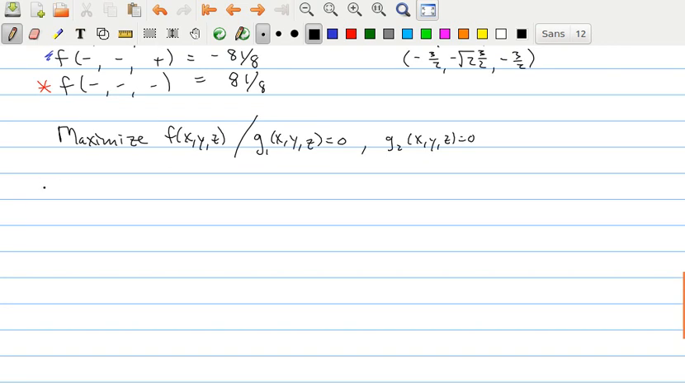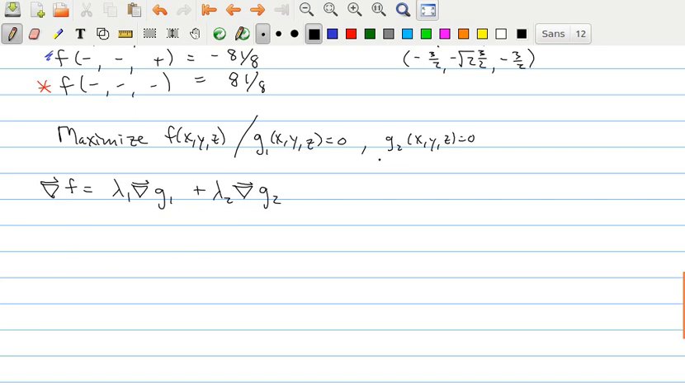The general setup on here is you set the gradient of f equal to lambda 1 times the gradient of g1 plus lambda 2 times the gradient of g2. And this will give you a system of 5 equations. We have 3 equations from the gradient plus 2 constraints is 5 equations, and there are 5 unknowns, x, y, z, lambda 1, and lambda 2. And this method will obviously generalize to more constraints.